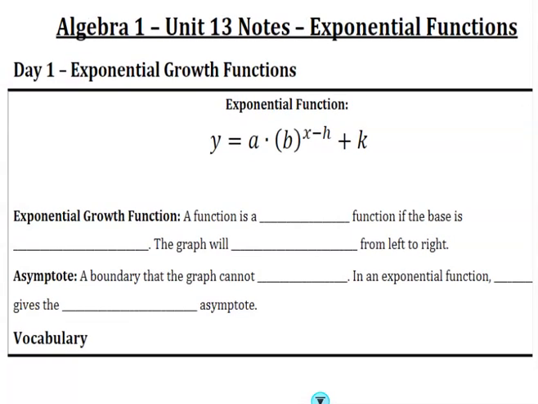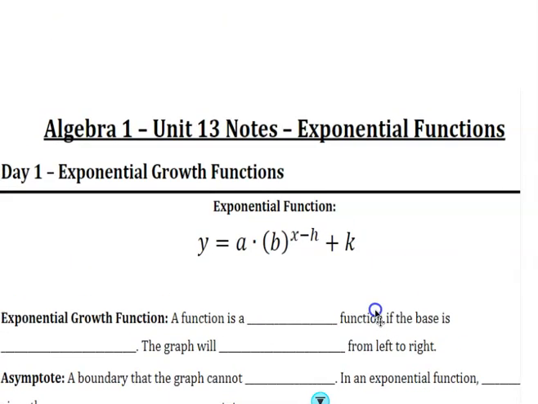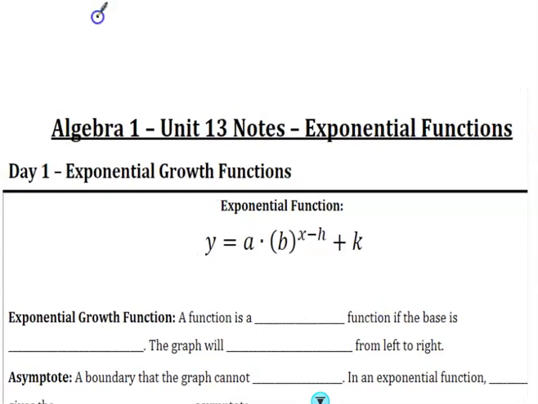This is your last unit of the semester, of the year. Let's do it. It's 4 days, and then we will be reviewing for that final. So holy cow, what a year it has been. So let's talk about it.